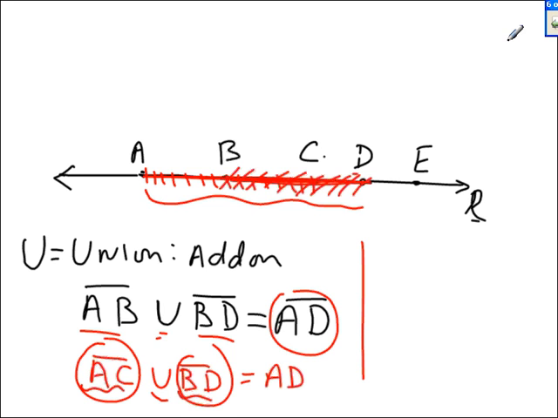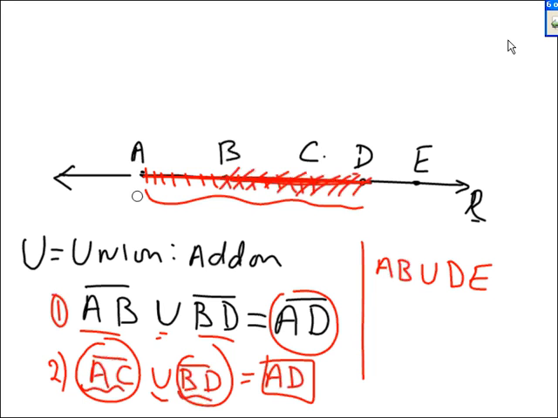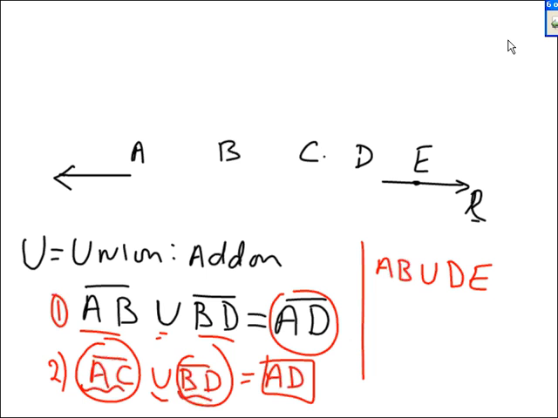Sometimes it's disjoint. You have AB union DE. So the instructions are to draw it and to simplify it. For example, I simplified number 2 to just AD. Number 1 I simplified to also coincidentally AD. Now this one I'm not going to be able to simplify. I'm not going to be able to give a clean answer. But you can always draw it.